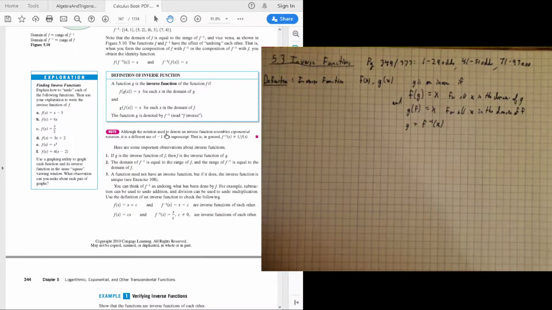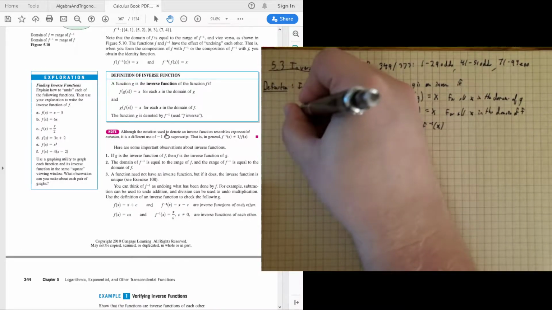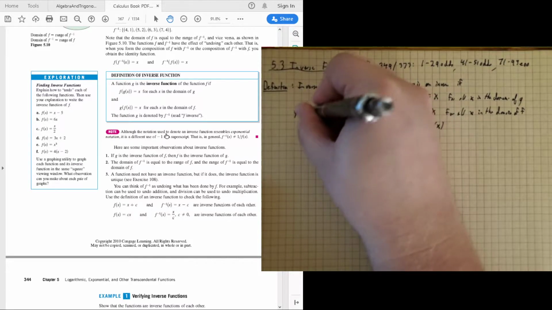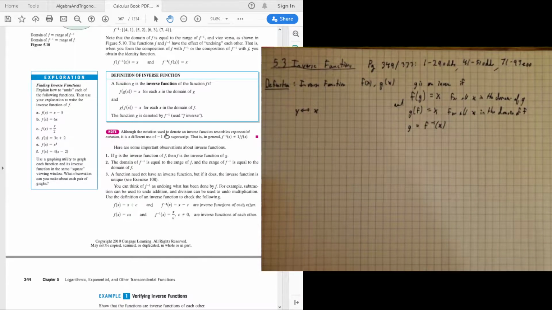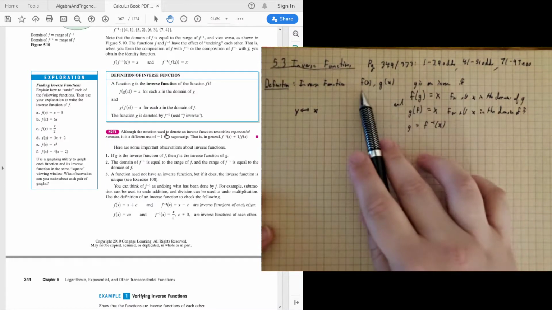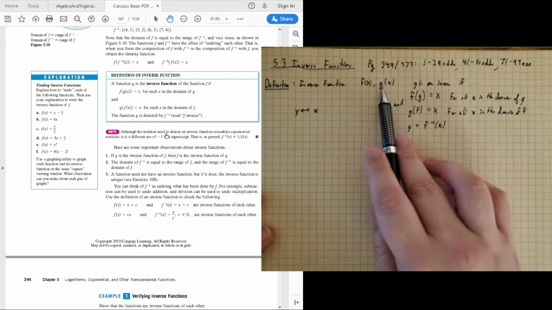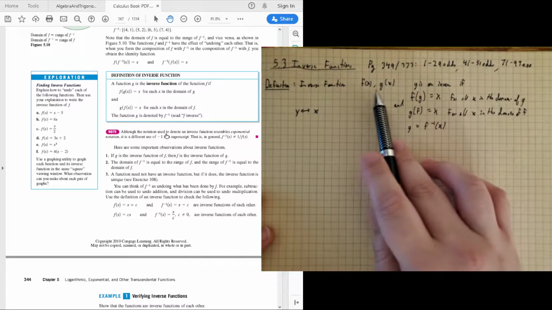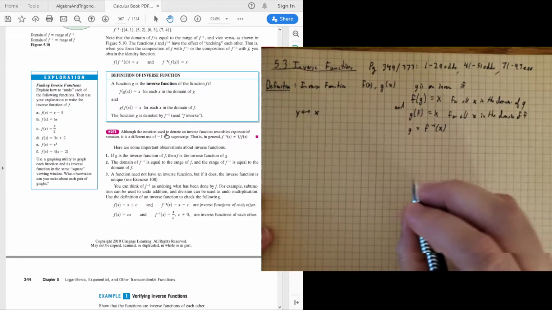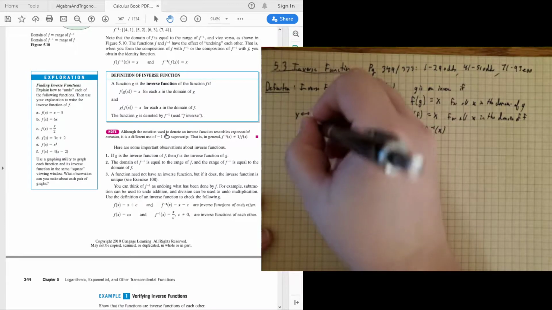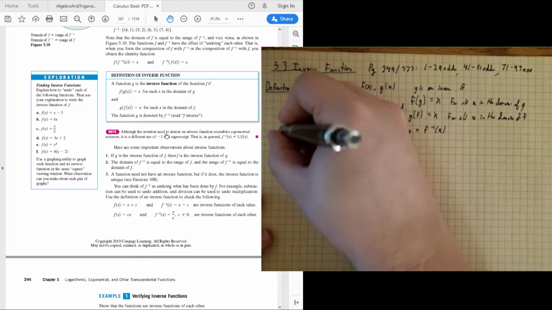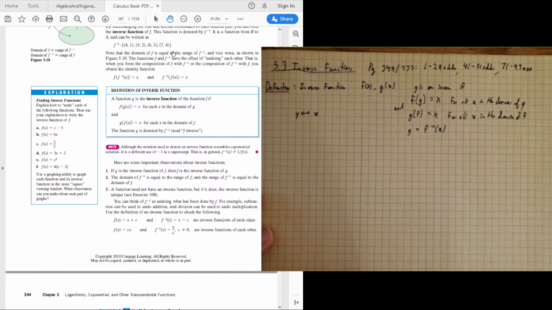What does this look like in practice? Well, what it means is that y and x are interchangeable. In other words, if I was to switch the x and the y, I would get the other function. So if g is a function and f is a function, if you were to switch the x and y's in f, you would get g, maybe by some simplification, but it would be there. So this is the primary way to think about it, that x and y become interchangeable.